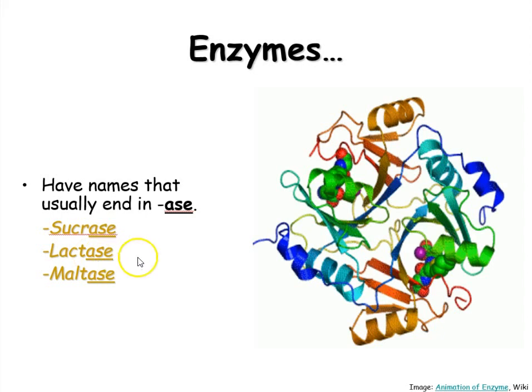Lactase is an enzyme that looks for lactose. Maltase is going to look for the sugar maltose, but it doesn't have to just look for sugars. They could look for fats or carbs or proteins, specific ones, or metals. So they have different jobs, but I just chose 3 sugars because I figured you know what sucrose and lactose and maltose were.